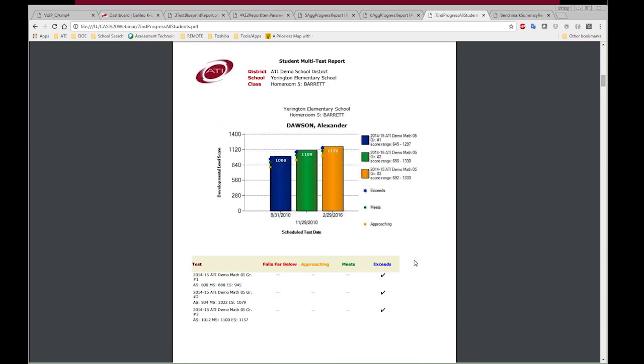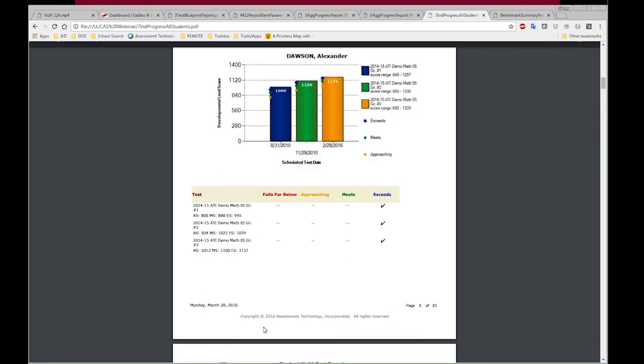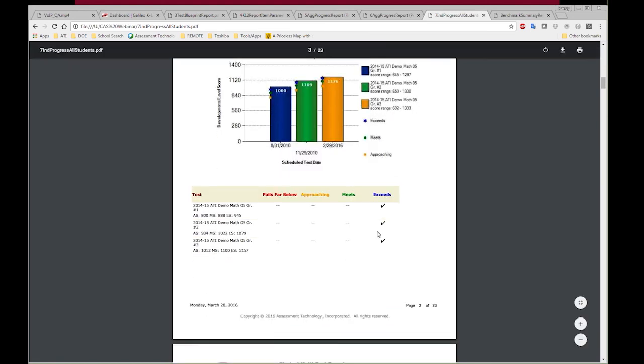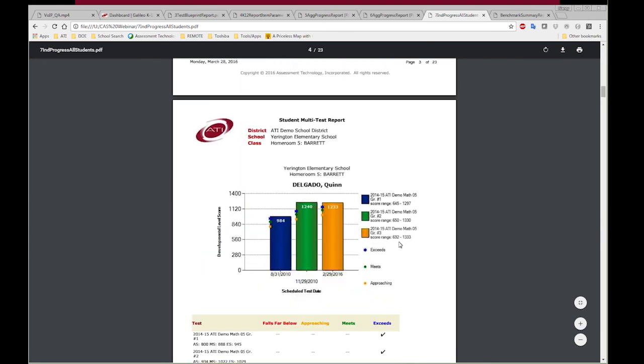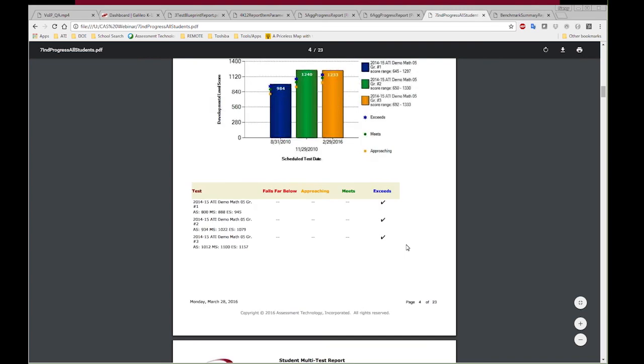Here's my rock star, Alex. And you can see he is growing throughout the series, and he's exceeding the expectations of the standards, as are some of my others.